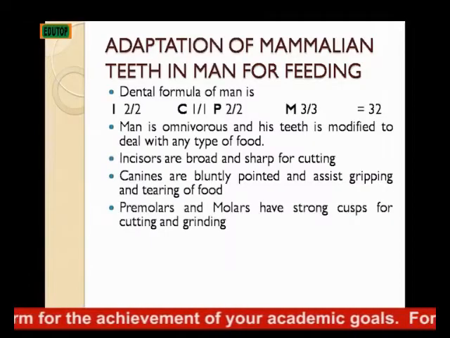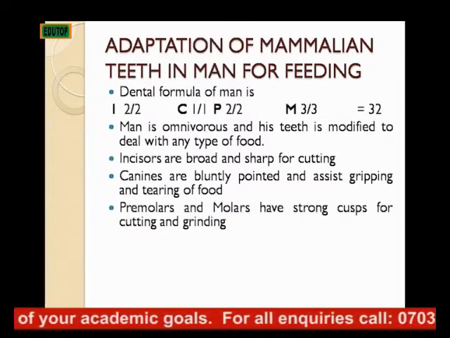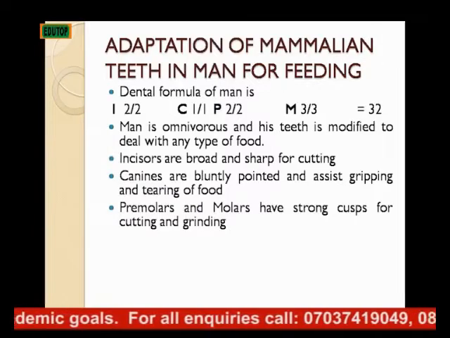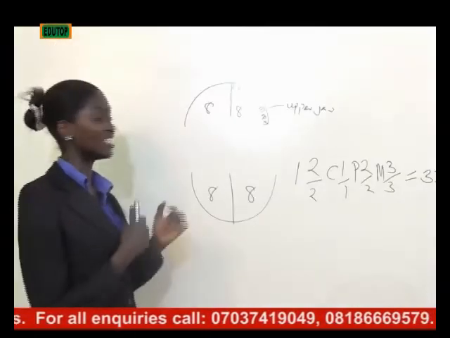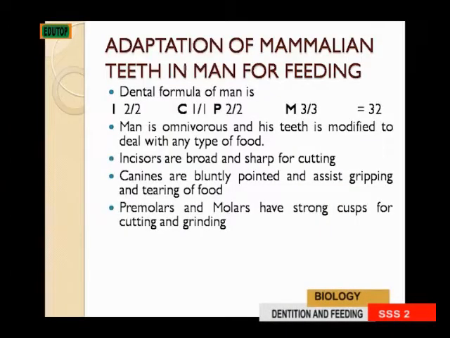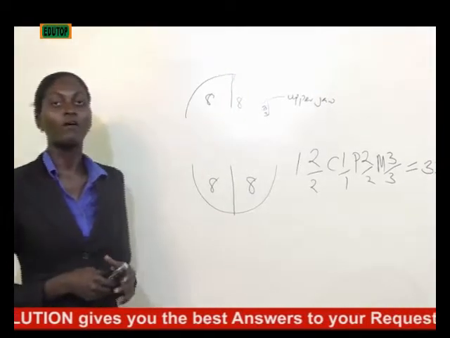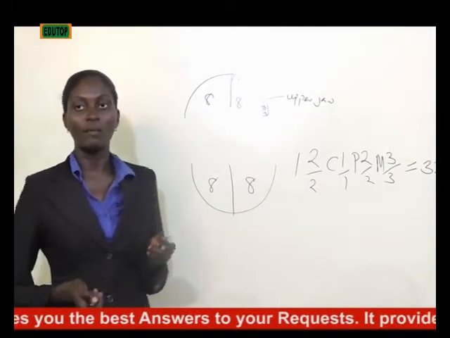Man is omnivorous, that is, he feeds on flesh as well as on herb. So his teeth are modified to deal with any type of food, either flesh or herb. So you have the incisors of man being broad and sharp for cutting. Then the canines are bluntly pointed, which assist in gripping and tearing food. I said incisors are for cutting, canines are for tearing. So the premolars and the molars you find in man have strong ridges for cutting and grinding. That's what that part does. It cuts and then grinds the food for easy consumption by man.